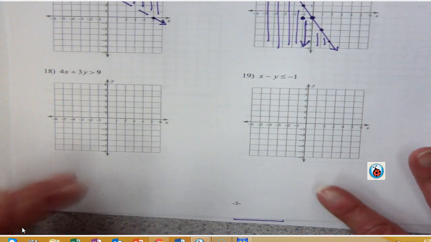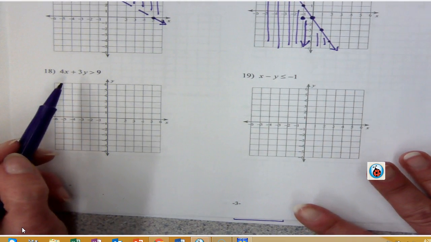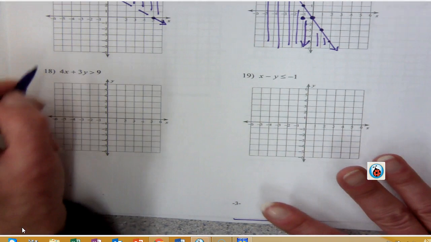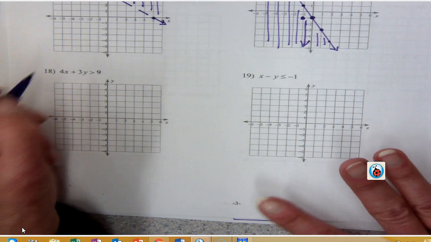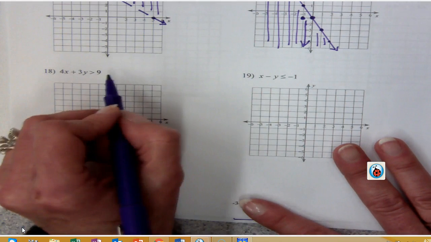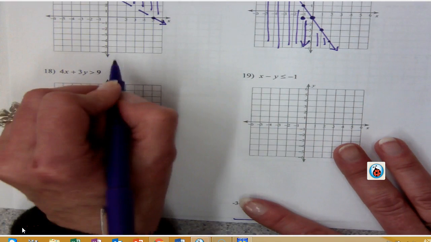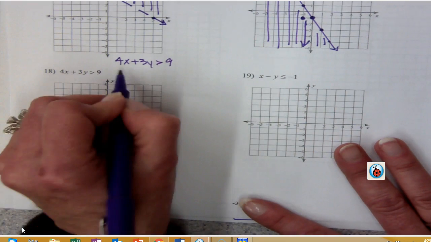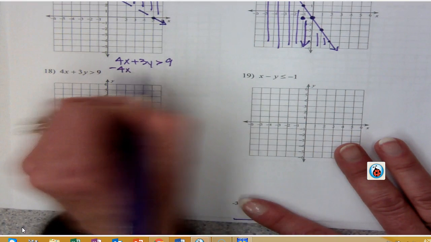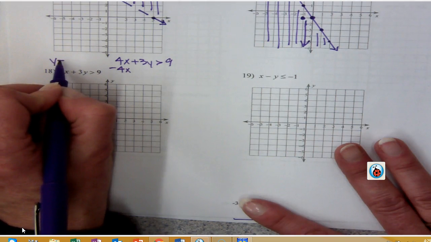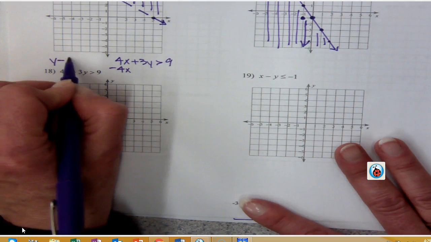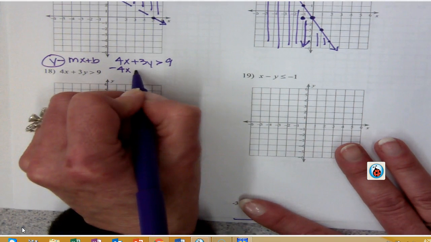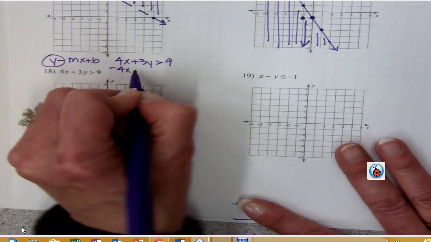Moving on. So now we've got this in standard form. And I'm going to change that into slope-intercept form. I'm going to move my x, because I want it to be y less than or equal to mx plus b. So I need to get my y by itself. I don't know if it's going to be less than or equal to. I need to figure that out.